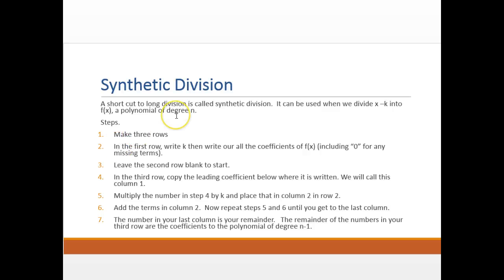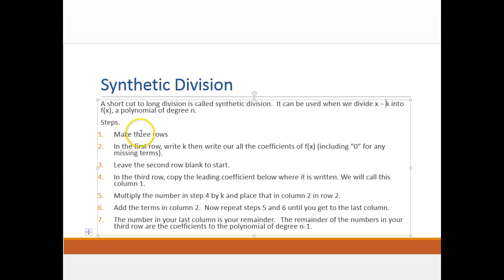Now, there are other ways to divide. A shortcut to long division is what's called synthetic division, and it can only be used when we divide by x minus k. Okay? In other words, I can't have 2x minus k or 9x minus k. That coefficient in front of the x has to be 1.